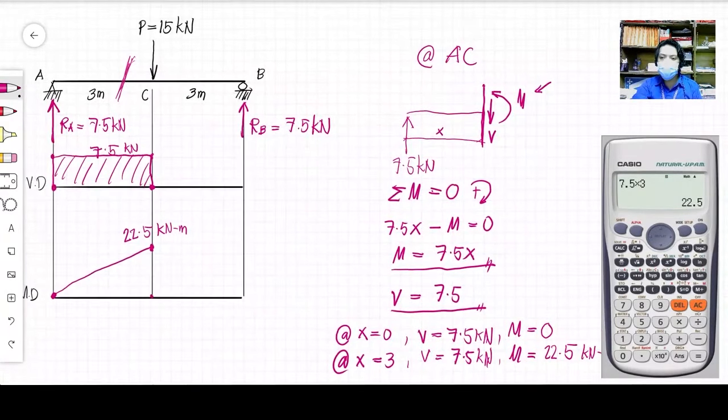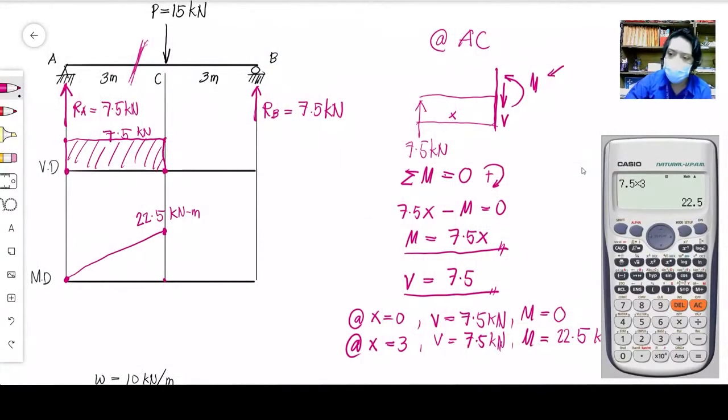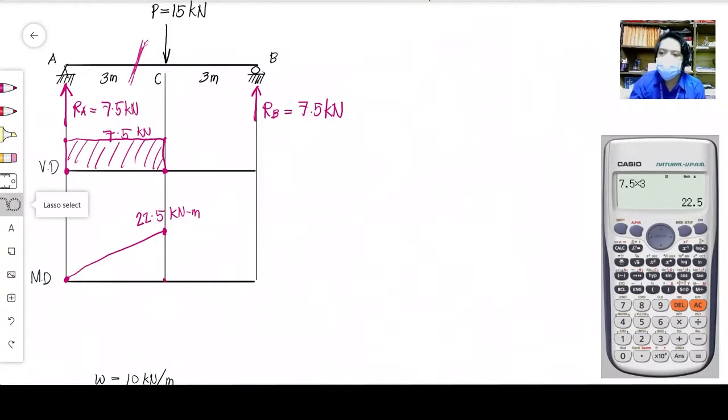Okay, now, at segment CB. Let me erase this first so we have space. Of course, to construct the shear and moment diagram, you need first the equation, and to find the equation, you need to pass a cutting plane at segment CB. You may use the left segment, or you may use the right segment. Let's use the left segment.